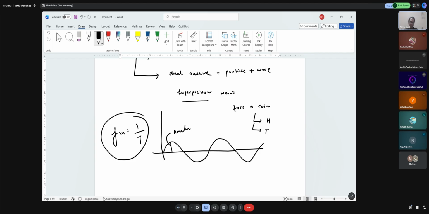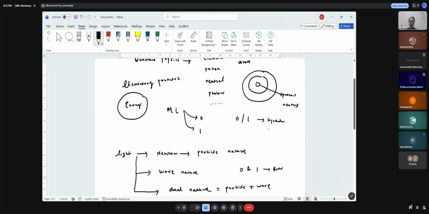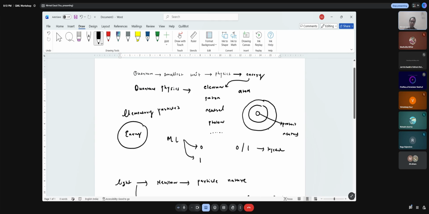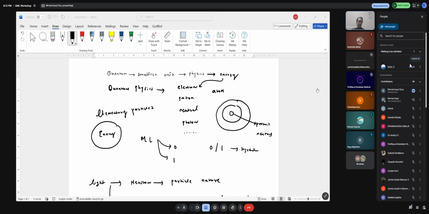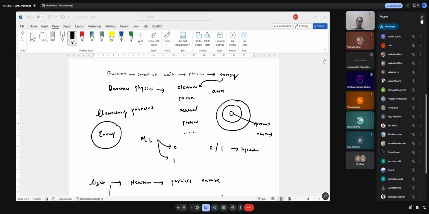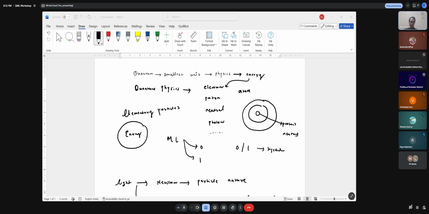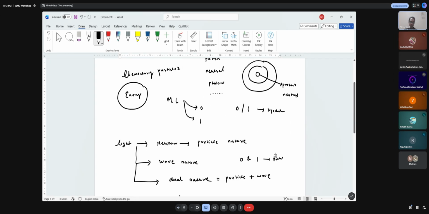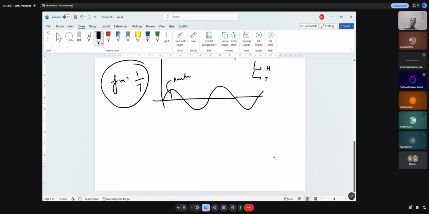So, sir, where can we apply quantum here? You told us so far that either zero or one is there. At one stage, you are saying that in quantum, zero and one both are there. So, sir, while tossing a coin, where are both zero and one present? Let me clarify this. When you toss a coin, it is in the air.